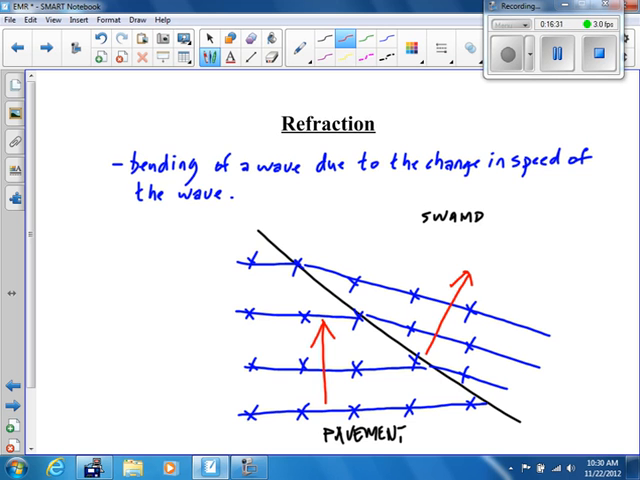The process of refraction is just like that. When light or any kind of wave enters a new medium at an angle, it changes speed. And because of that change in speed, it's going to change direction as well. Does that make sense? Yep.